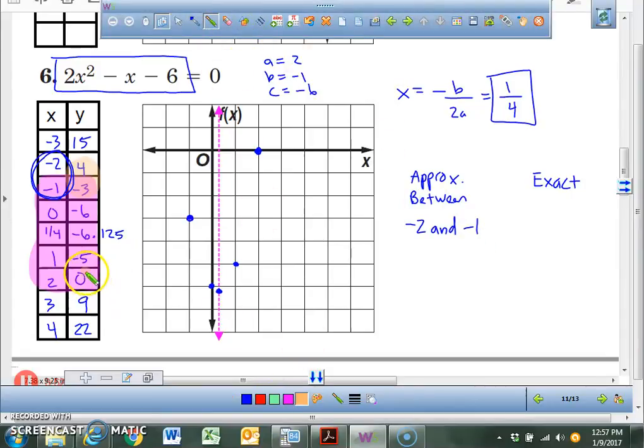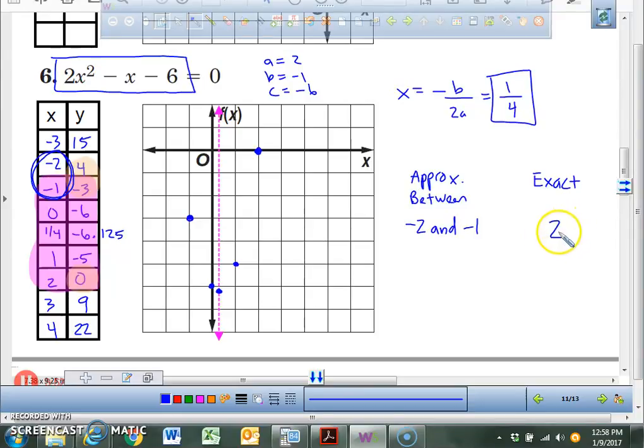There's another one where the y value is perfectly equal to 0. This is our exact answer. Where's our exact answer located? Where x is exactly equal to 2. So you could say it's right here, Mr. Namood, where x is equal to 2. And the other one is what? Between a negative 2 and a negative 1.